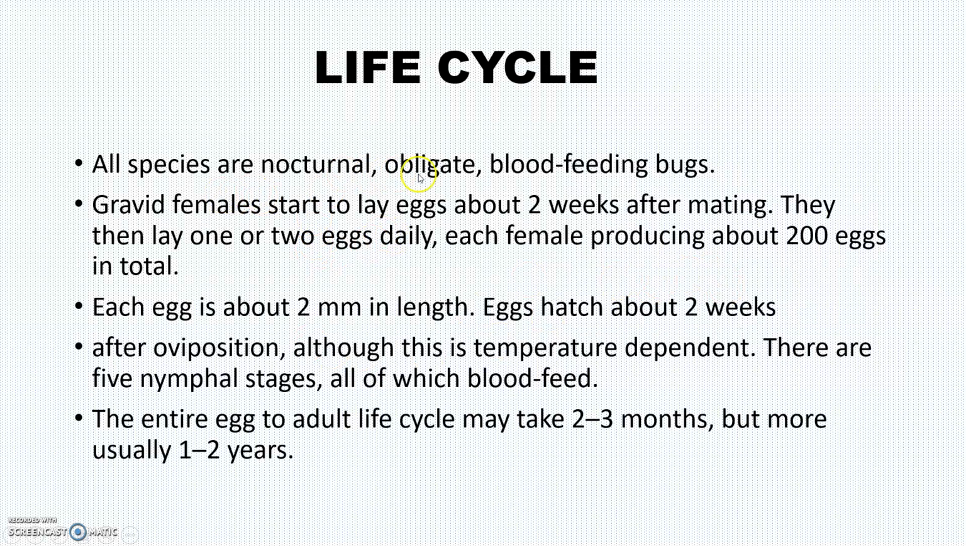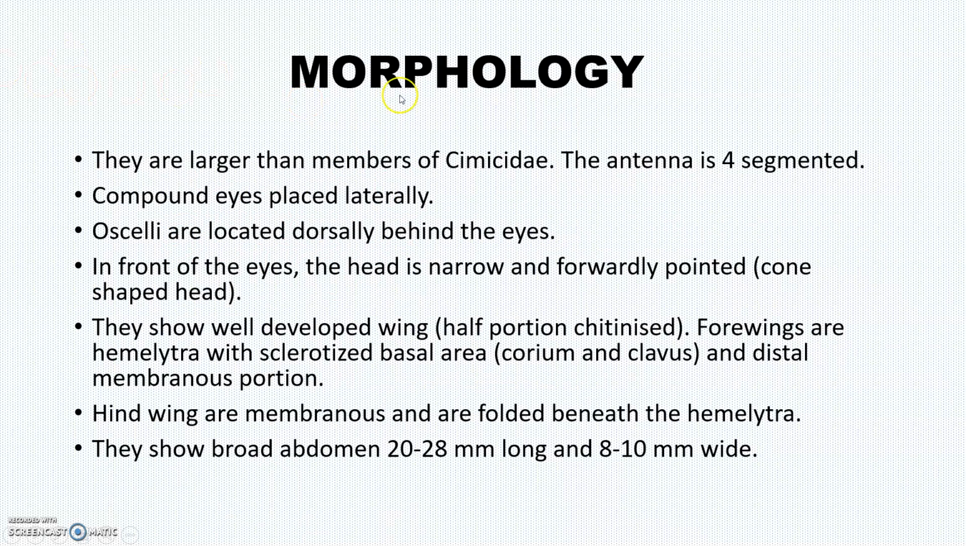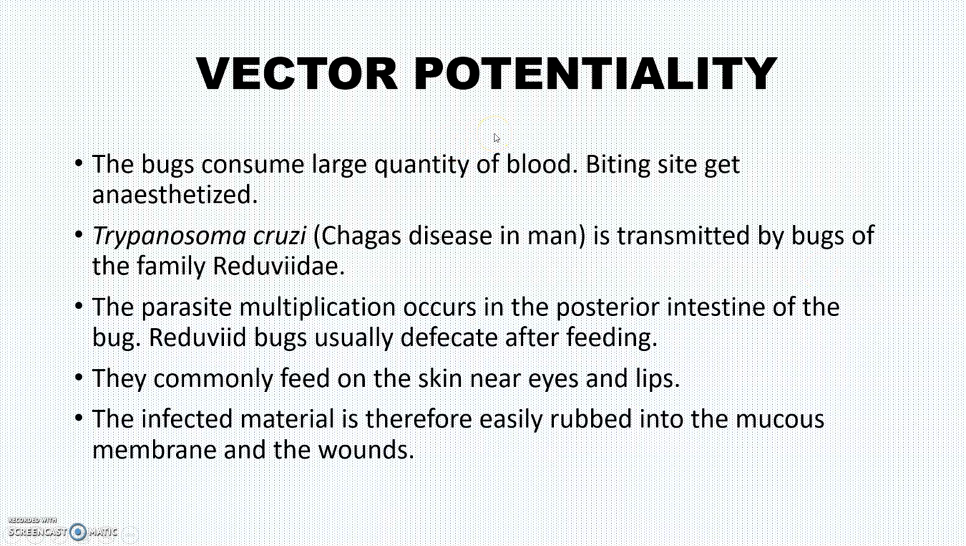So all species are nocturnal, obligate and blood feeding bugs. So these are the other morphological features and all you can read. So the morphology, they are larger than the members of Cimicidae. So larger than Cimex. And the next one is hind wing are membranous and folded beneath the hemelytra. That's always happening because hemiptera will be so the vector potentiality, which is very important in case of the reduviid bugs or the Triatoma species. They will be actually piercing and sucking the blood in a very large quantity in any animal.